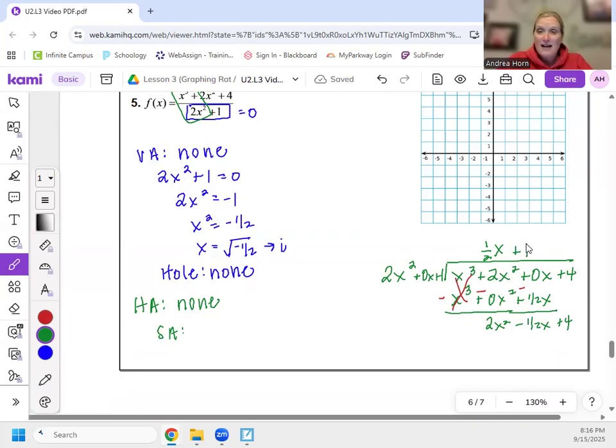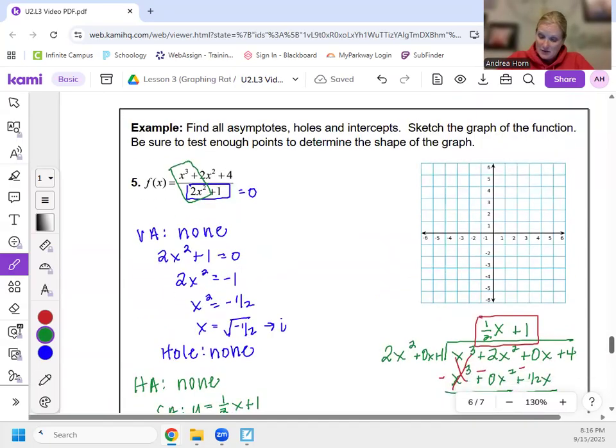Now, I don't even have to finish this out, okay? Because we have the linear portion. We don't care about our remainder, so we don't even have to finish this out. So my slant asymptote is y equals 1 half x plus 1. If you want to finish it out, you can, but you're just finishing out for a remainder that doesn't matter when it comes to a slant asymptote.